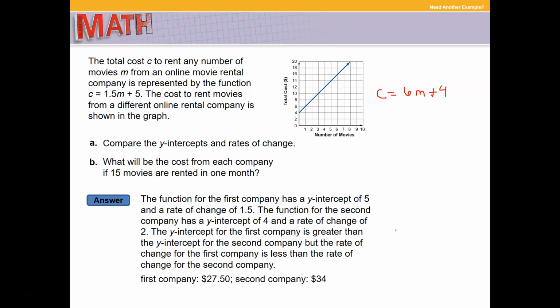If we buy the 15 movies, you will see the second company would cost you $34. The first company would be $27.50.